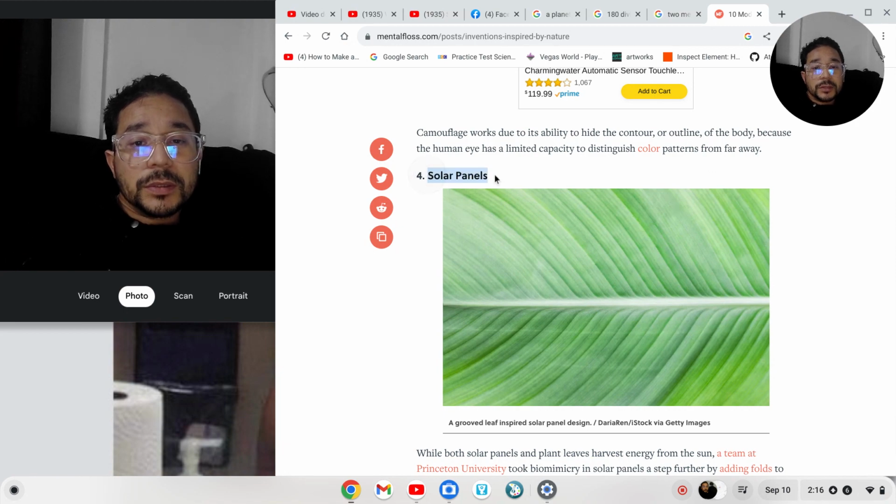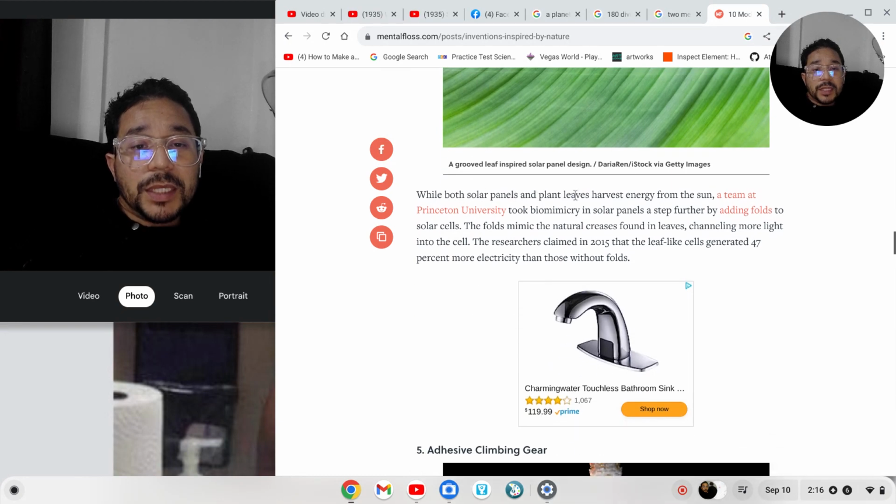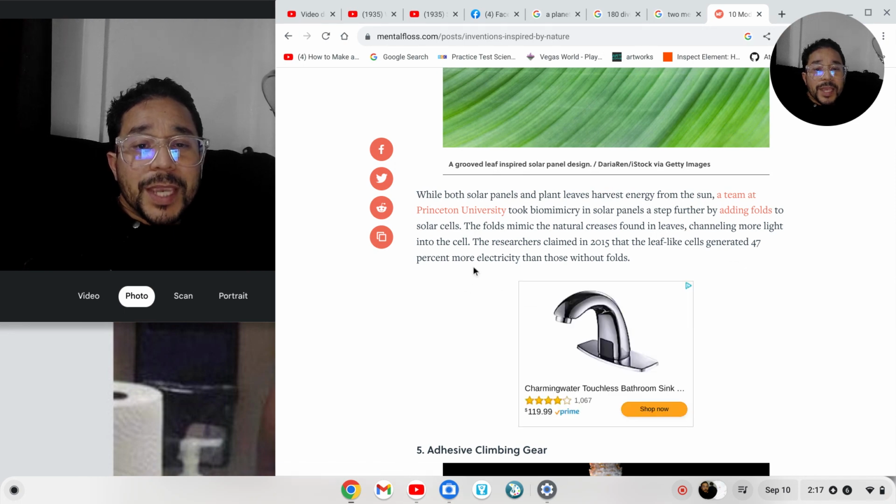Solar panels. While both solar panels and plant leaves harvest energy from the sun, a team at Princeton University took biomimicry in solar panels a step further by adding folds to solar cells. The folds mimic the natural creases found in leaves, channeling more light into the cell. The researchers claimed in 2015 that the leaf-like cells generated 47% more electricity than those without folds.